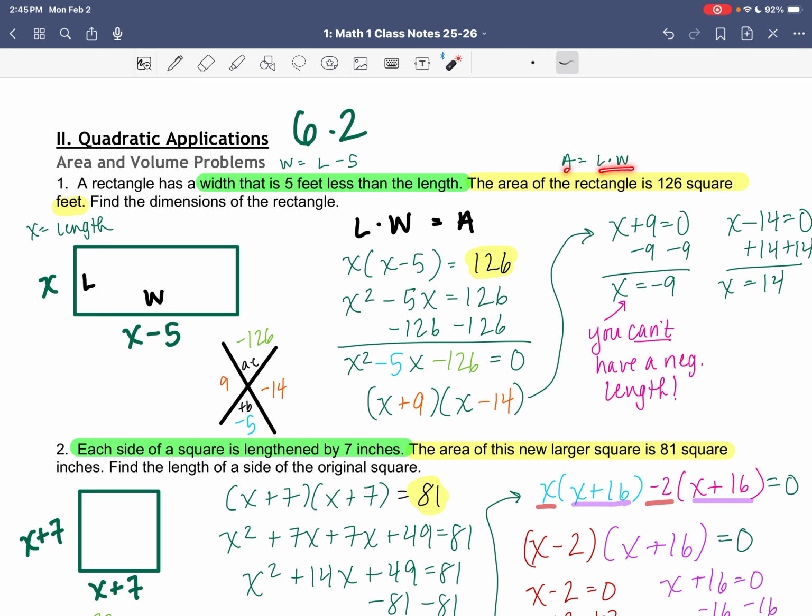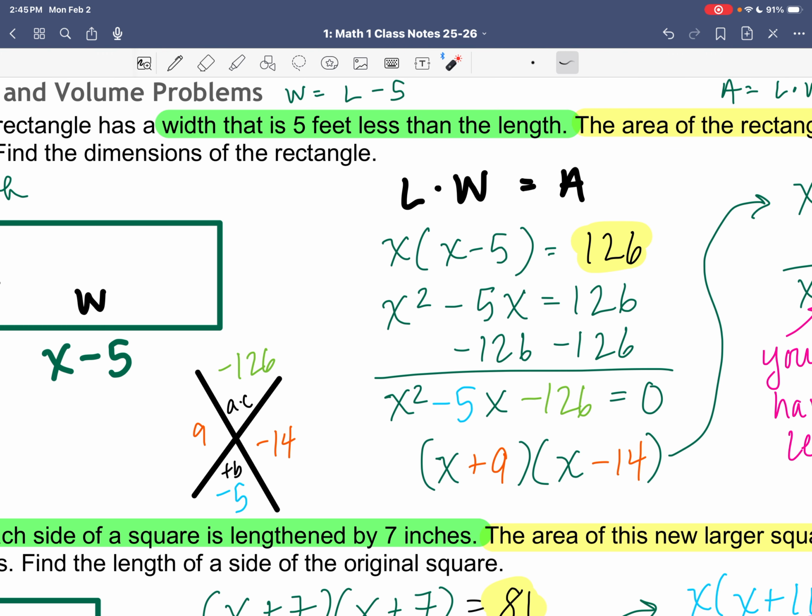I know area is length times width, so now I'm going to take in the values. And since it's times, we're going to multiply, and I'll get x squared minus 5x. We said the area is 126, so we're going to set this equal to 0. So I need to move this over to this side, and I subtracted 126 from both sides. And I'm going to get x squared minus 5x minus 126 equals 0. And now it's set equal to 0.